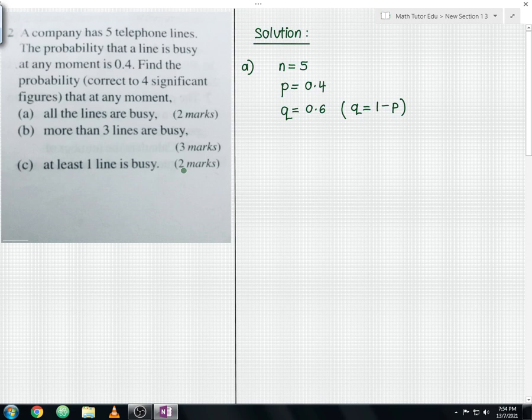In this case for the question part A, they are asking that all the lines are busy. A company has 5 telephone lines, and in this case all the 5 telephone lines are busy. So from here you write in the statement form first. Probability all lines are busy.